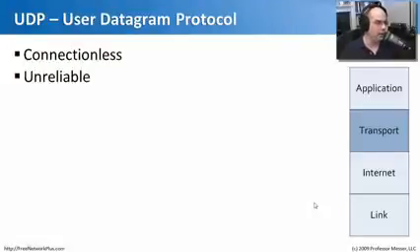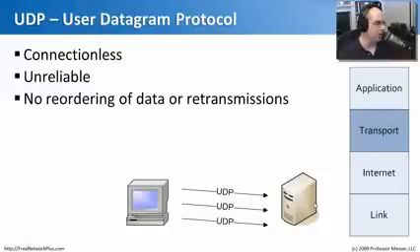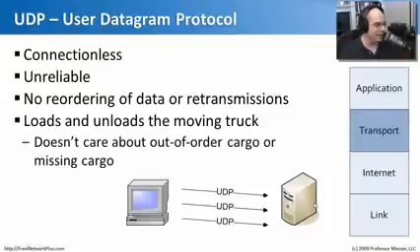At this transport layer, we call this an unreliable protocol. There's no reordering of data. If it comes in out of order, that's too bad. We've missed it. If there's data that wasn't received, UDP does not ask for a retransmission. It's very simple about that. It doesn't care about the data being out of order. Again, it's in charge of loading and unloading, but that's it.